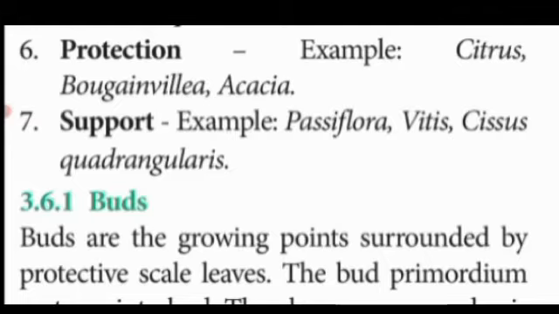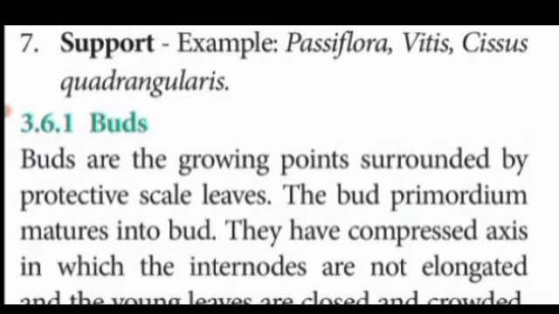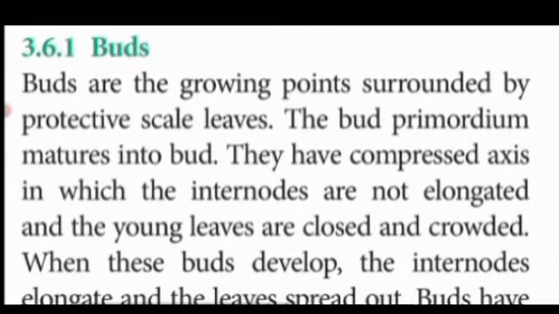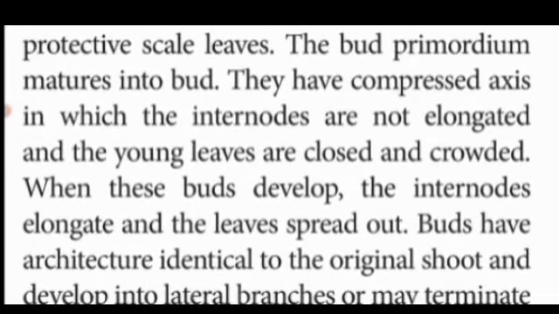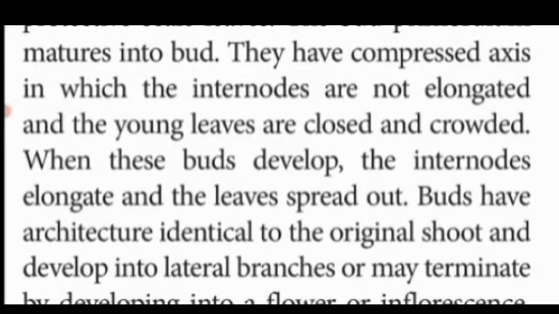Buds. Here the bud means a developing shoot system. A bud is a developing shoot system. The buds are the growing point surrounded by protective scaly leaves. The bud primordia mature into a bud. They have a compressed axis. The bud contains compressed nodes and internodes. In the compressed axis the internodes are not elongated, and the young leaves are closed and crowded.